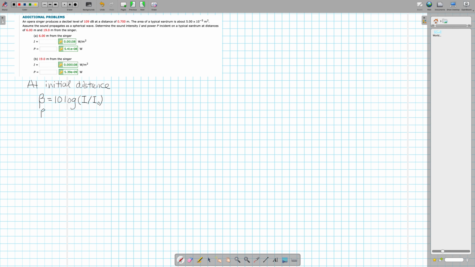Let's divide both sides by 10. And then the way logs work is you raise both sides of the equation to the 10 power, and that gets rid of the log. So we can say 10 to the beta over 10 equals I divided by I naught. And finally, we multiply both sides by I naught.